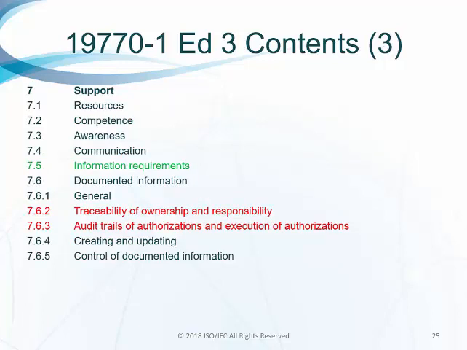If we go on to section 7 or clause 7, which is for support, you see two sets of additions. Number one, 7.5 information requirements has been added by 55001, but that's just as relevant for us to determine clearly what your information requirements are. We've added under general about documented information. We're talking about auditable information. We've given additional requirements for the traceability of ownership and responsibility, and likewise to have audit trails for authorizations and the execution of authorizations.